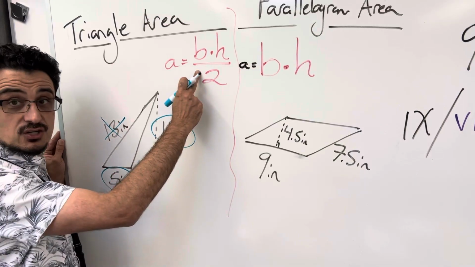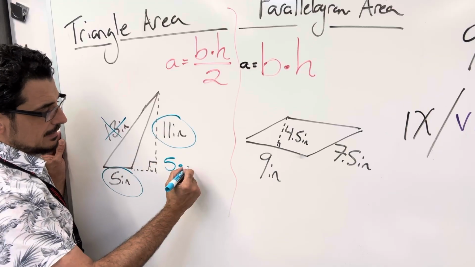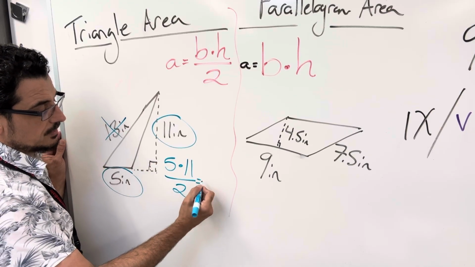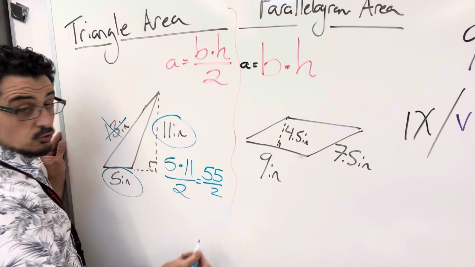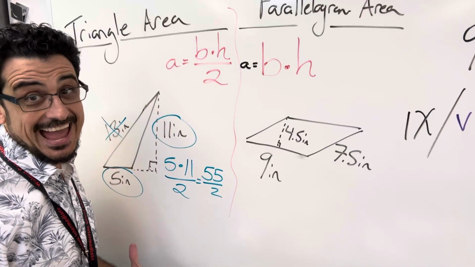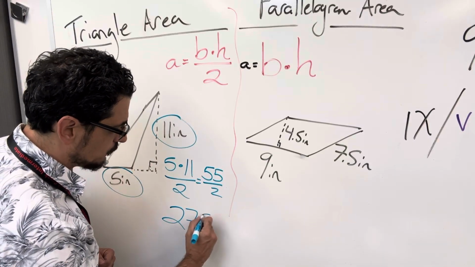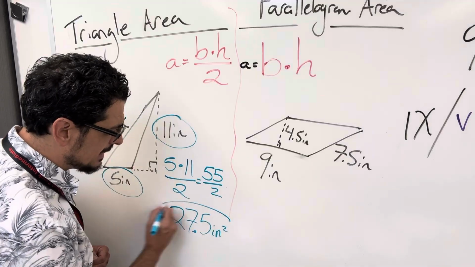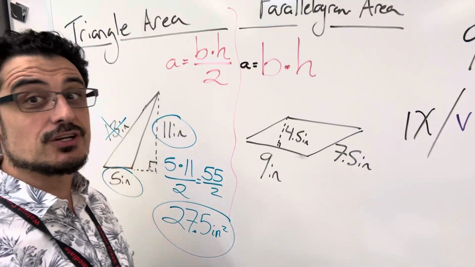So according to this equation, I'm gonna go base 5 units times 11 units, okay? And then I'm gonna divide by 2 eventually. 5 times 11 is gonna be 55. Divided by 2 is gonna give us 27.5, okay? 27.5 inches squared. Look at me labeling my units. Oh my beans, okay? That's gonna be a big deal, and I want you to label your units.